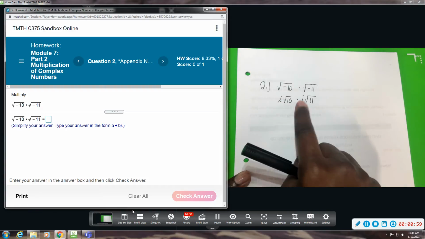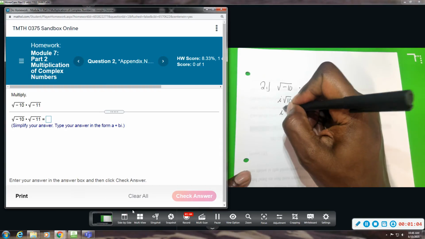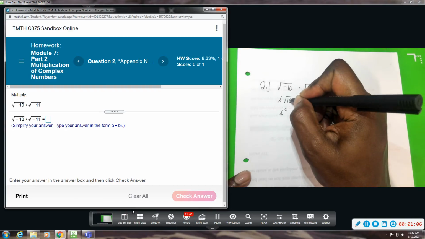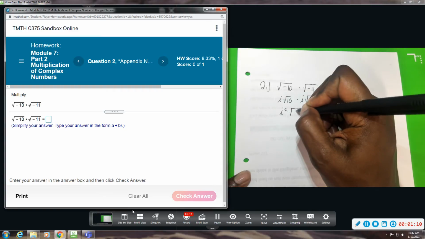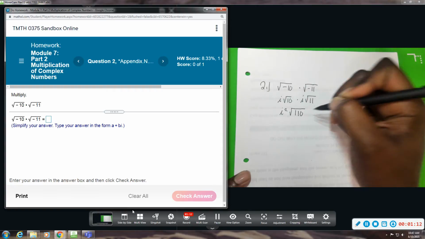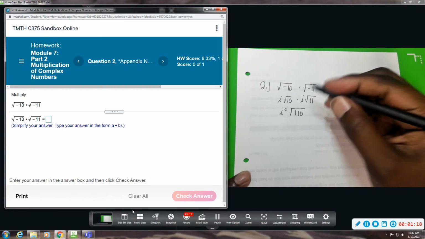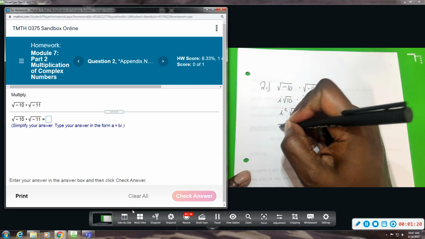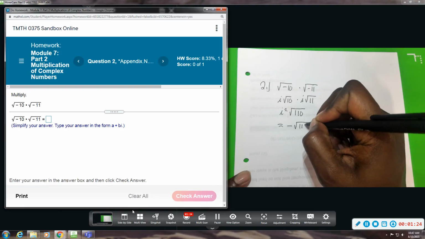And we can also multiply the i's together. So i times i will give us i squared. And then 10 times 11 will give us 110 under the square root. And then we can simplify the i squared and make it a negative. So our final answer will be negative square root of 110.